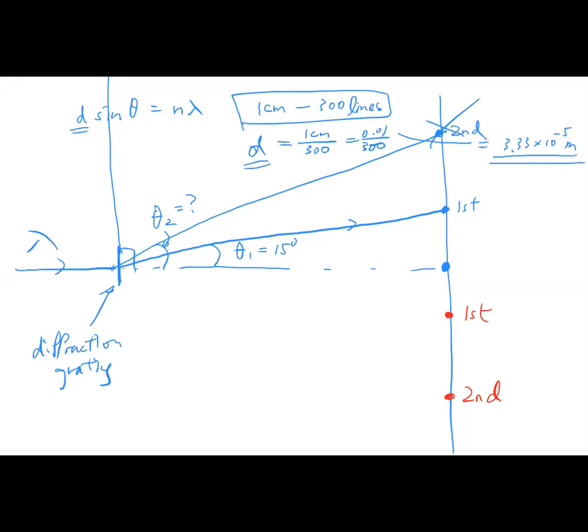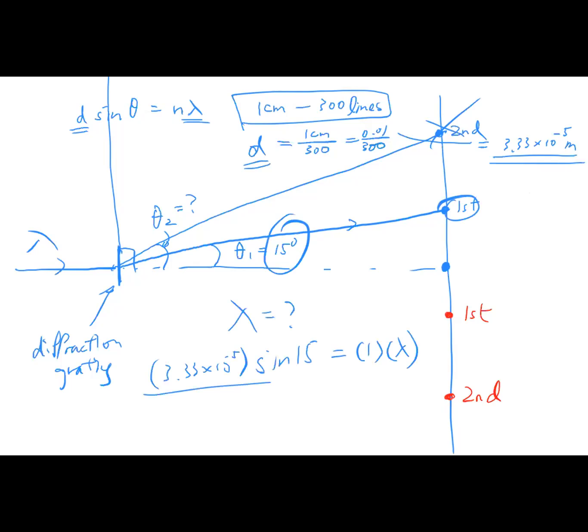So after that, the question can ask you what's the value of this lambda. So what is lambda? You just put all the numbers there. 3.33 times 10 to the power negative 5 times sine 15, which is given, equal to first order 1 times lambda. Then you may find out the answer by using this method.